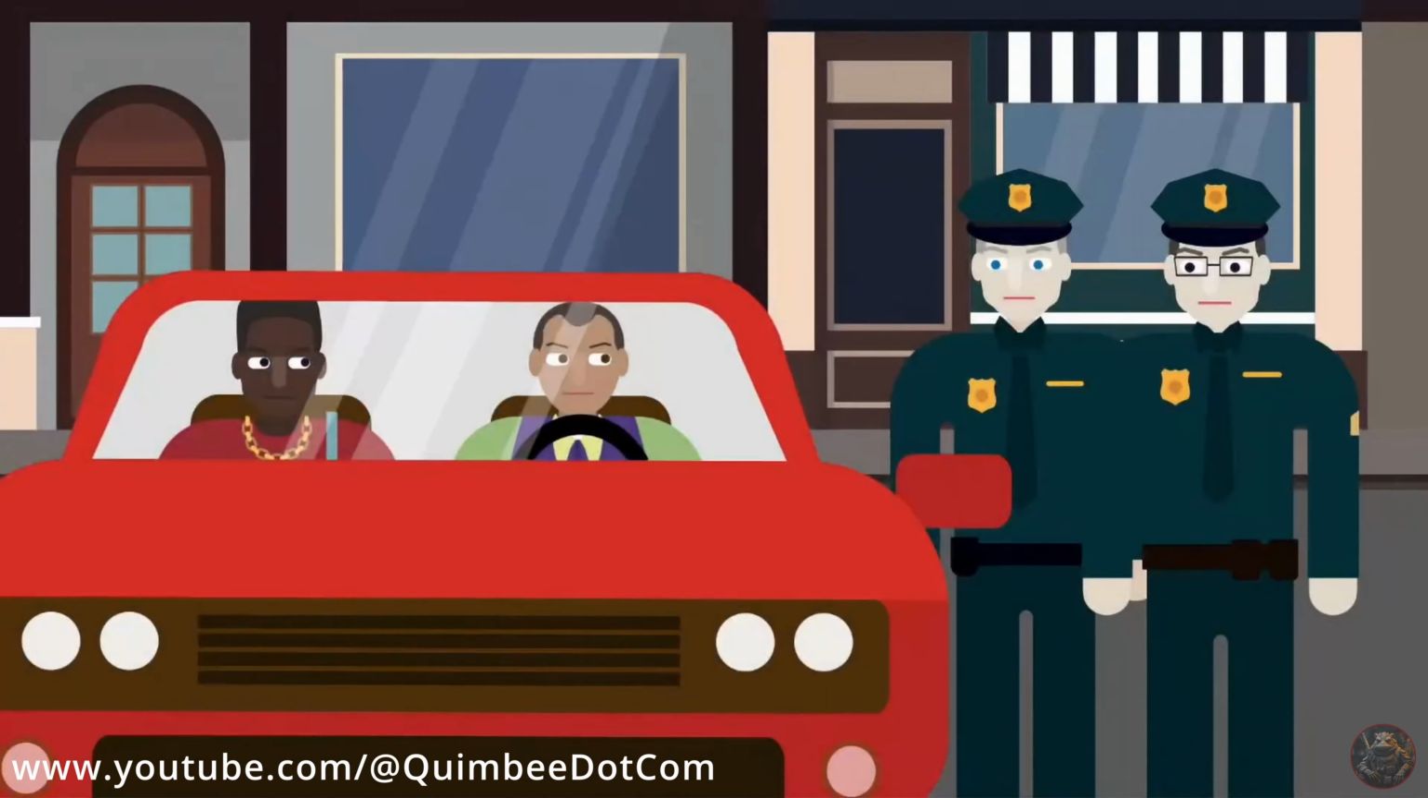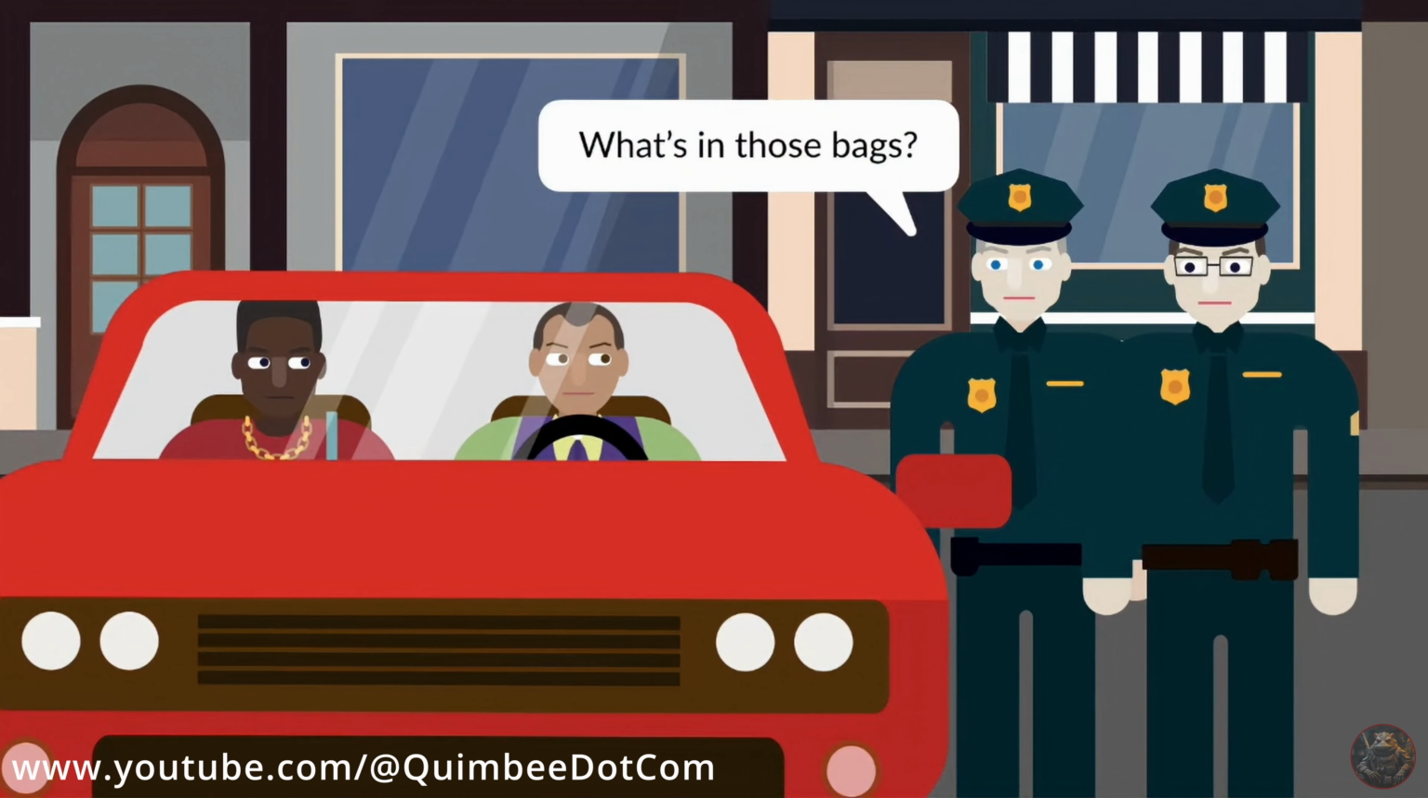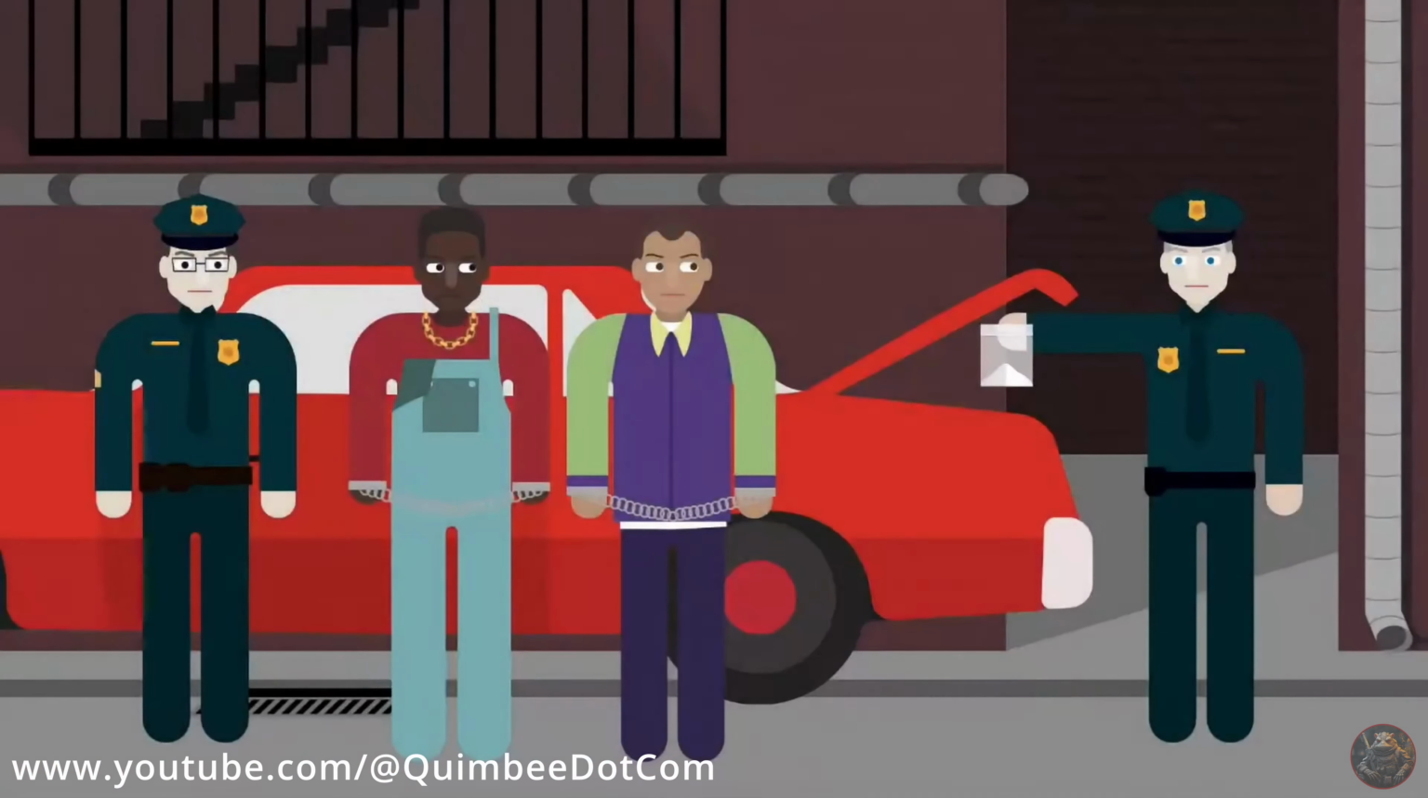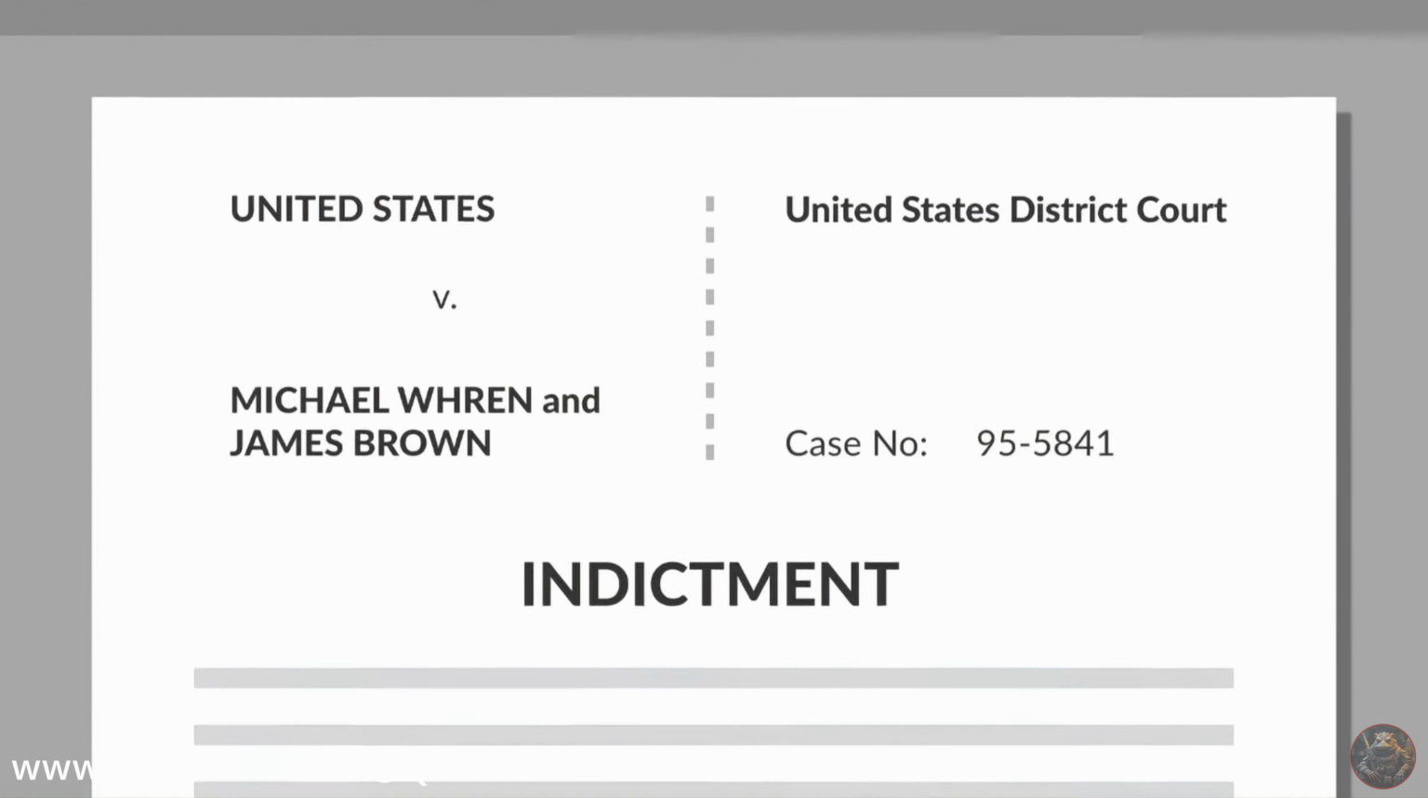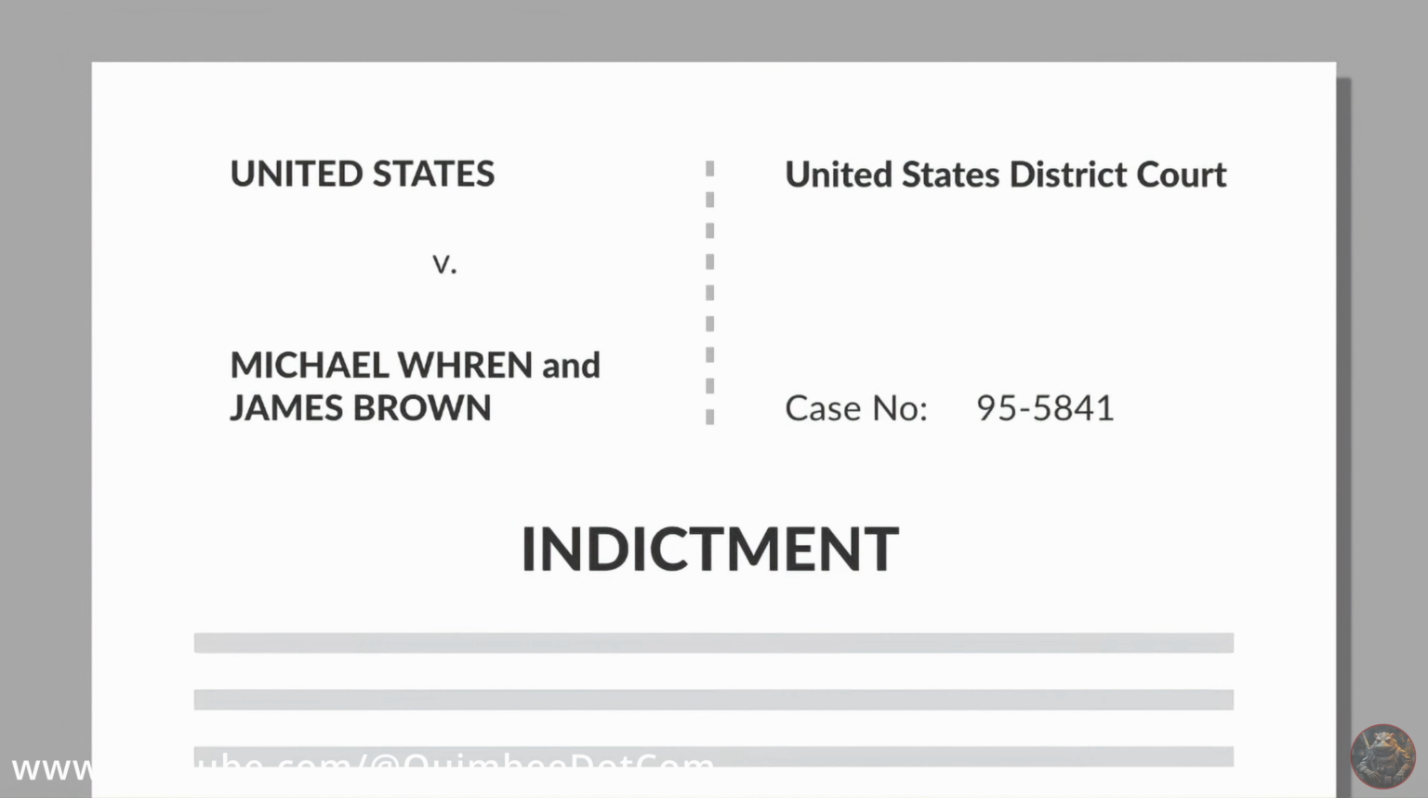The officers continued to observe the men and eventually saw Brown commit some minor traffic infractions. The officers stopped the car and approached the driver's side. In plain view, an officer could see plastic bags containing what appeared to be crack cocaine in Whren's hands. The officers arrested Whren and Brown and searched the car as an incident to arrest, finding more illegal drugs. A federal grand jury indicted Whren and Brown for federal drug offenses.